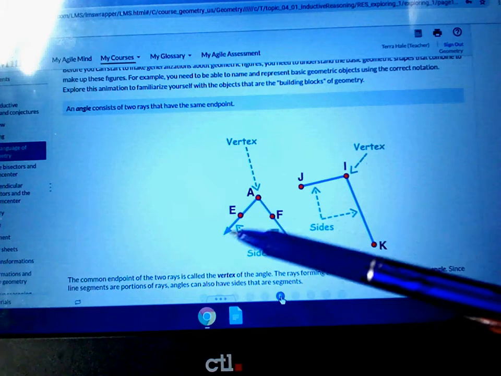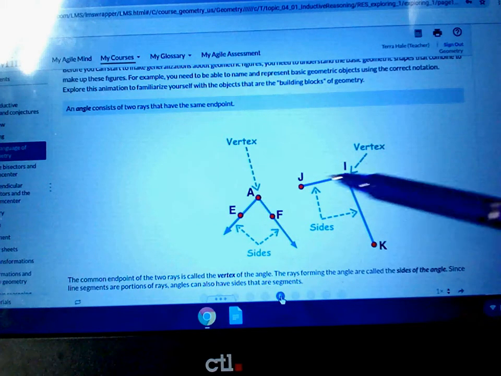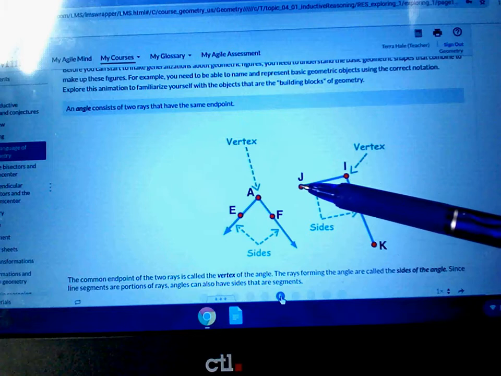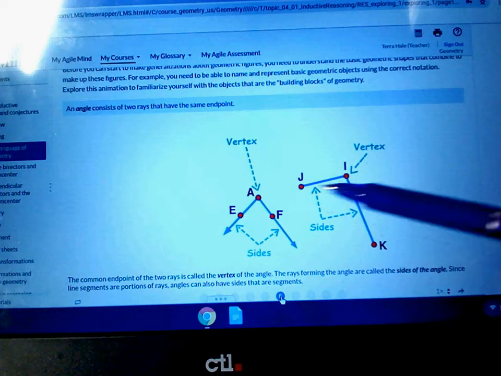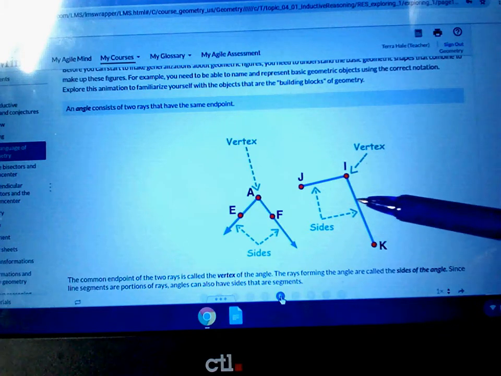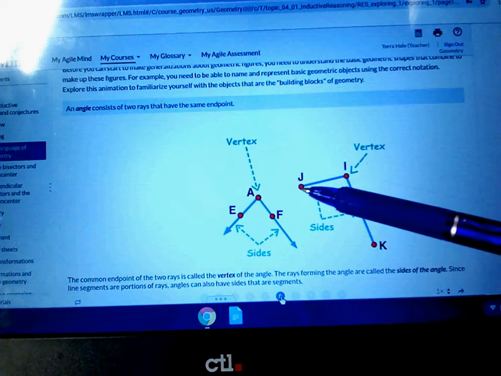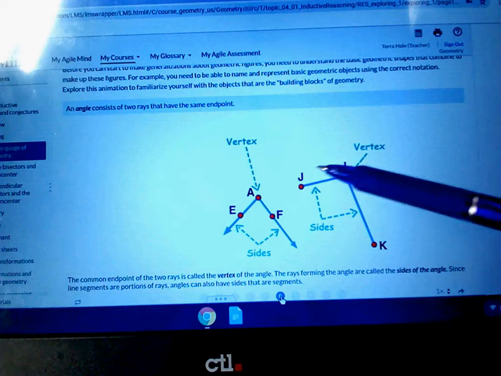Now notice on this angle it doesn't have arrows at the end, but that's still an angle because I could extend that forever and I'm not changing the amount of rotation between those two segments. So it doesn't matter that there's not arrows there, that is still an angle.